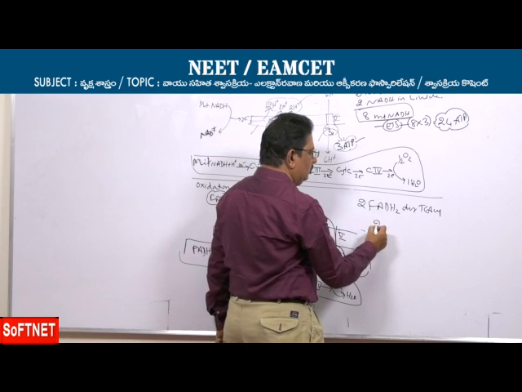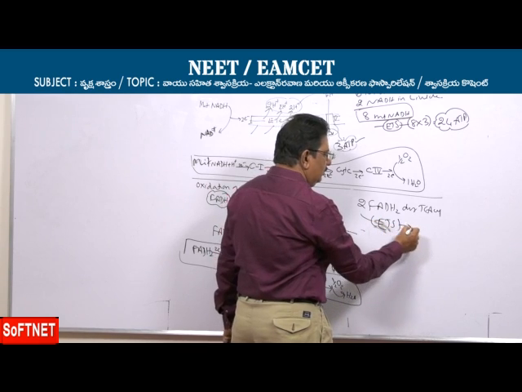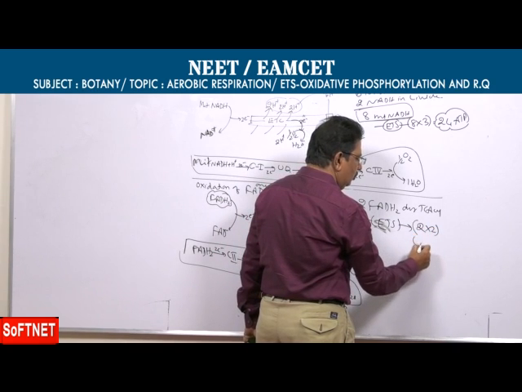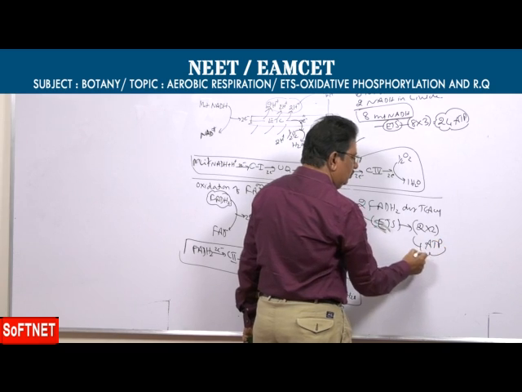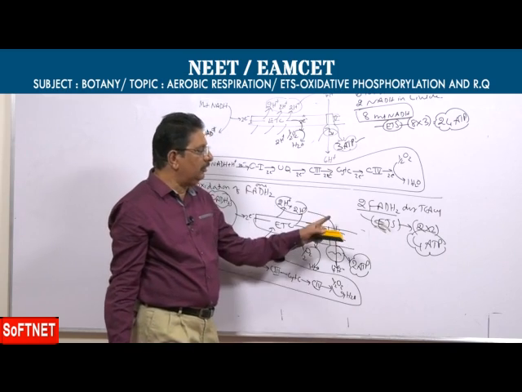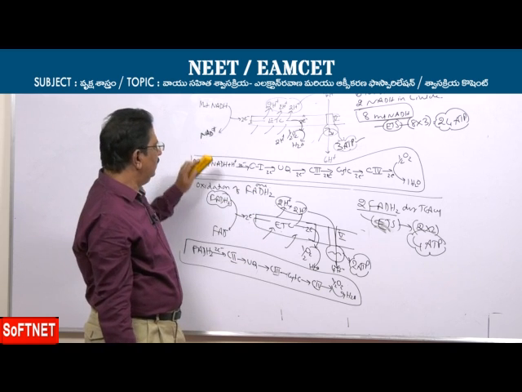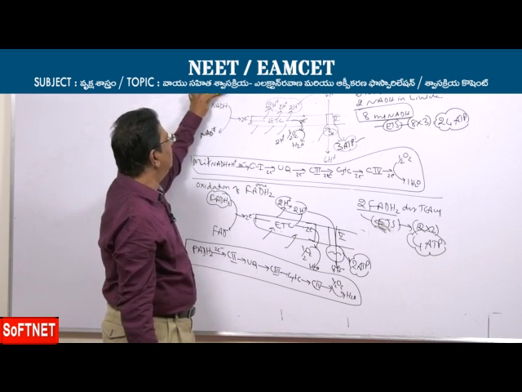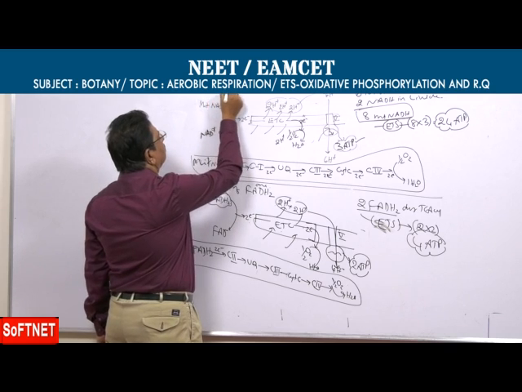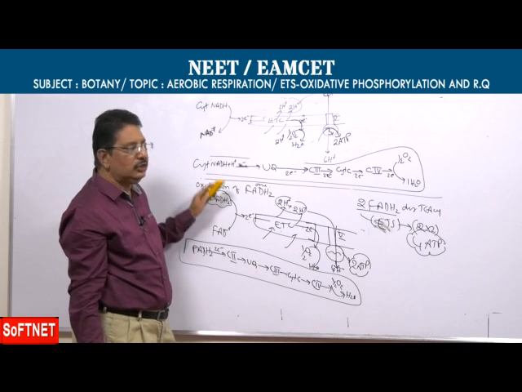So, altogether through the ETS, or ET last oxidation, 2 into 2, 4 ATP molecules are formed on oxidation of 2 molecules of FADH2. There is one more thing, that is mitochondrial NADH oxidation. Apart from that, cytosol NADH. So, let us see the cytosol NADH oxidation.